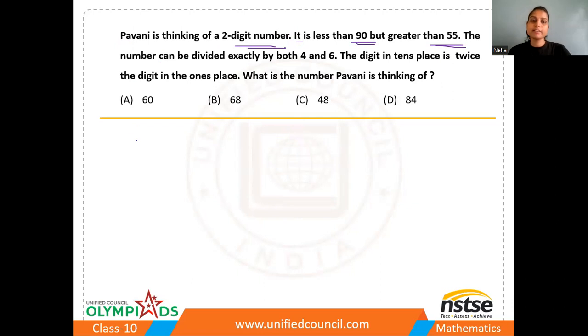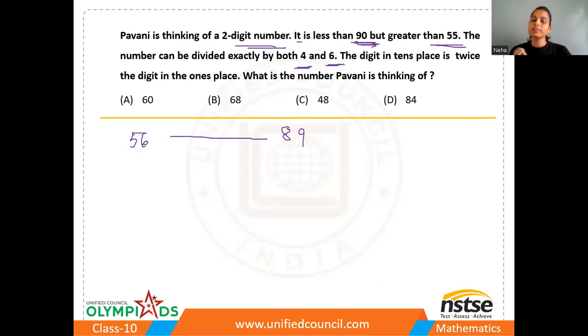It is greater than 55, that means it can be 56. But it is less than 90, that means it can be 89. So from 56 to 89, it can be any number, because the number is greater than 55 but less than 90. The number can be divided exactly by both 4 and 6.